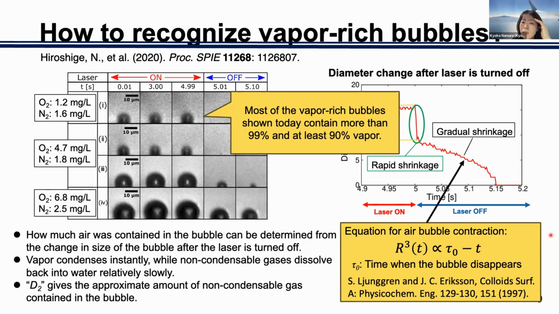Now, when the water is degassed and the oxygen concentration is about 1 milligram per liter or less, the bubble will disappear within about 1 millisecond after the laser is turned off. In that case, the percentage of air contained in this bubble is less than 1%. So here, let me call bubbles containing less than 10% of air vapor-rich bubbles.